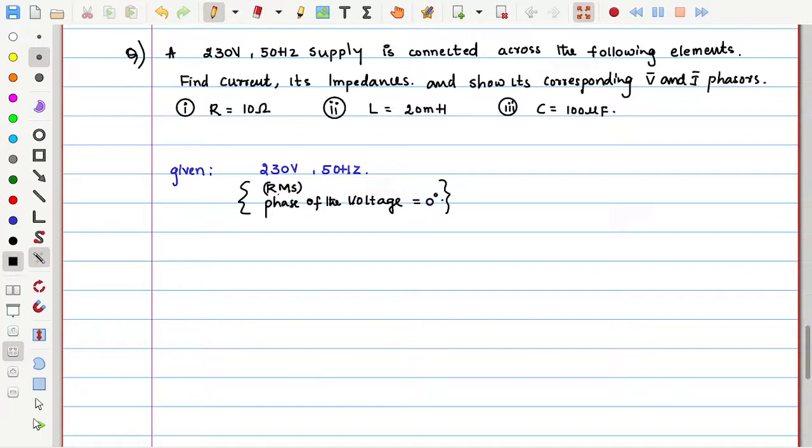They will not say these two points every time; it is just given in this form, 230 volts 50 hertz, that's all. With this, I can write V bar is equal to 230 at an angle of 0 directly. Why? Because it is understood that the given value is RMS value and the given phase is 0 degree. Clear? Okay. Right.